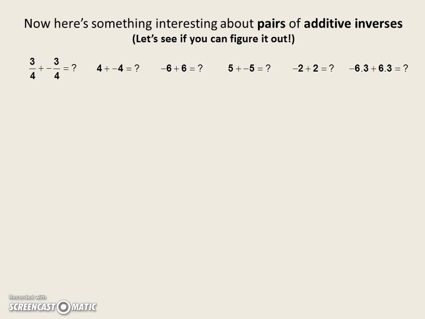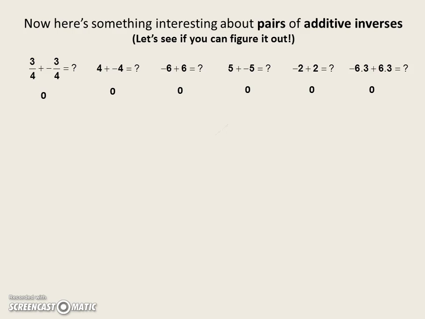Here's something interesting about that. If we look at pairs of additive inverses, let's see if you can figure out what it is. We've got -3/4 plus +3/4, 4 plus -4, -6 plus 6, 5 plus -5, -2 plus 2, -6.3 plus 6.3. Well, what do they equal? They all equal the same thing, guys. They all equal 0. Every single one of those sums equals 0.